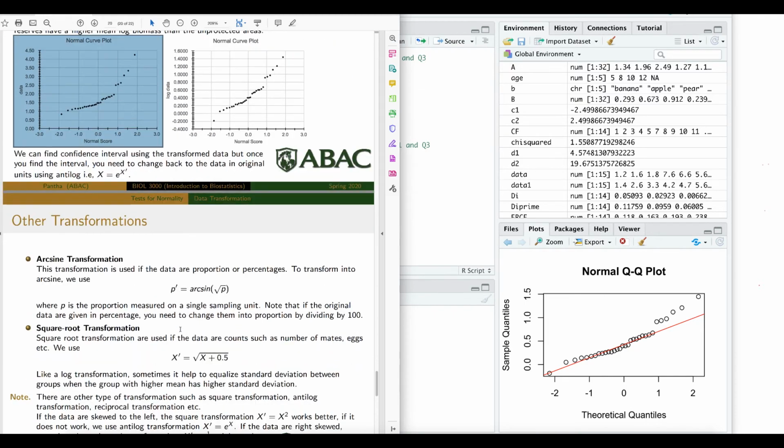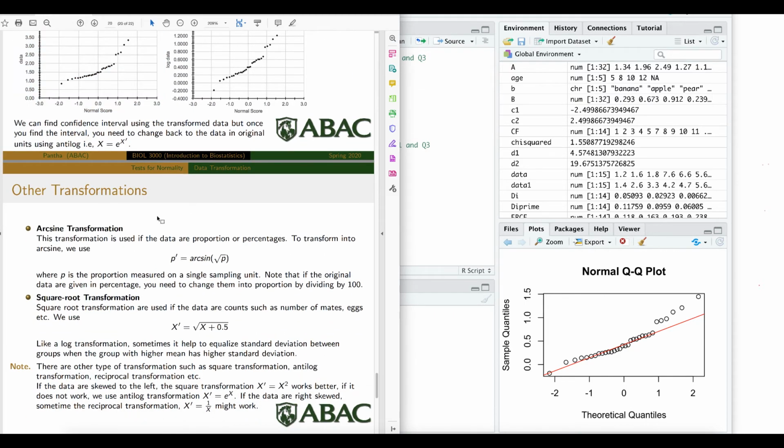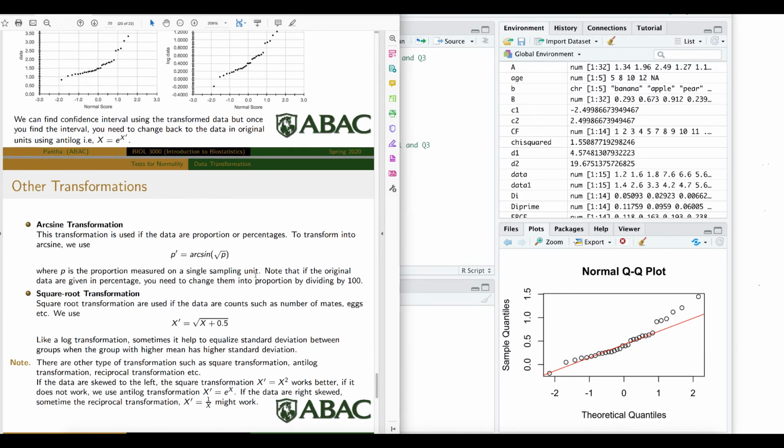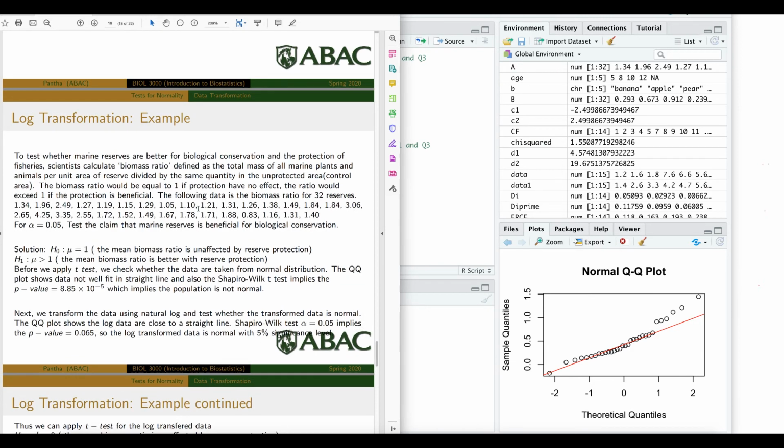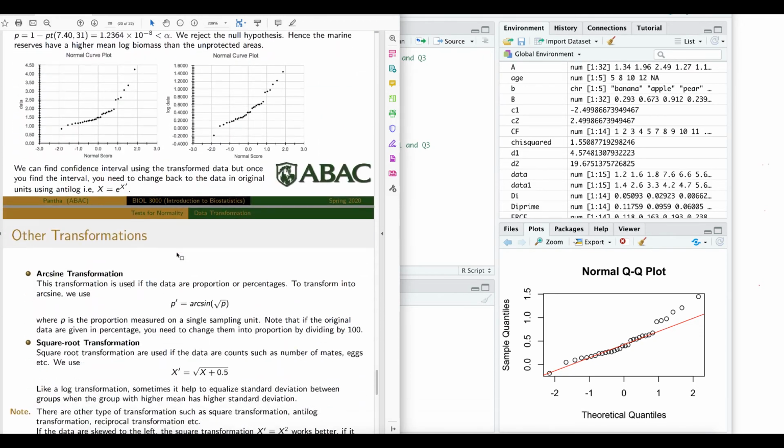So let me talk about the note here. Log is not the only transformation you use. There are other transformations people use. Another one is the arcsine transformation. This transformation is used if the data are proportions or percentages. To transform, we use p prime equals arcsine of the square root of p, where p is the proportion measured in a single sampling unit. Our data here was a ratio, but sometimes the data are proportions, like 0.1, less than 1. In that case, arcsine will be more helpful.